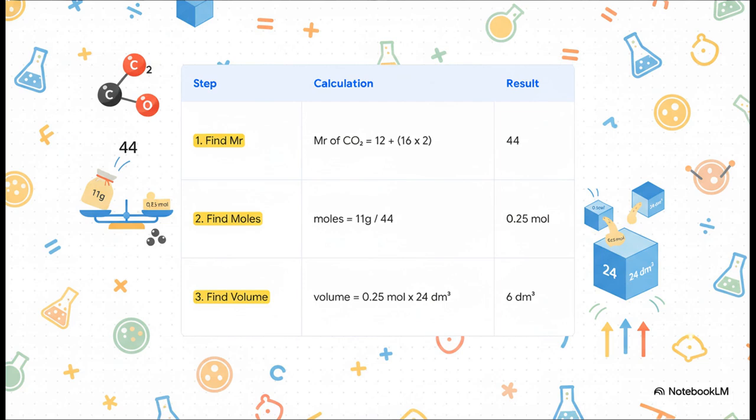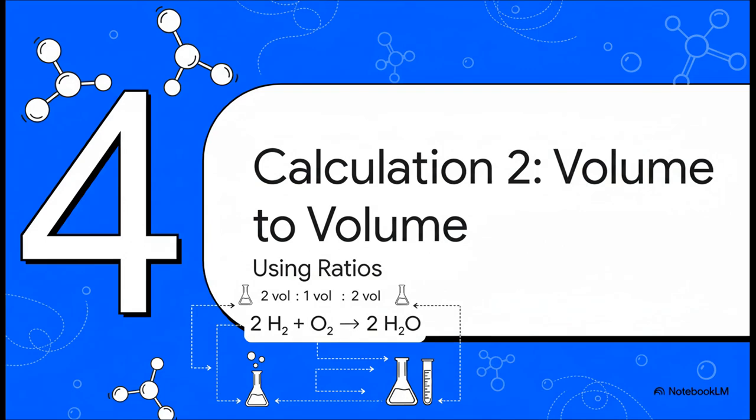Easy enough. Step 2. To find the moles, we just do mass divided by MR. So that's 11 divided by 44, which gives us 0.25 moles. And finally, step 3, we take our moles and multiply by 24. So 0.25 times 24 gives us our final answer, 6 decimeters cubed. So that's how you deal with questions that give you a mass.